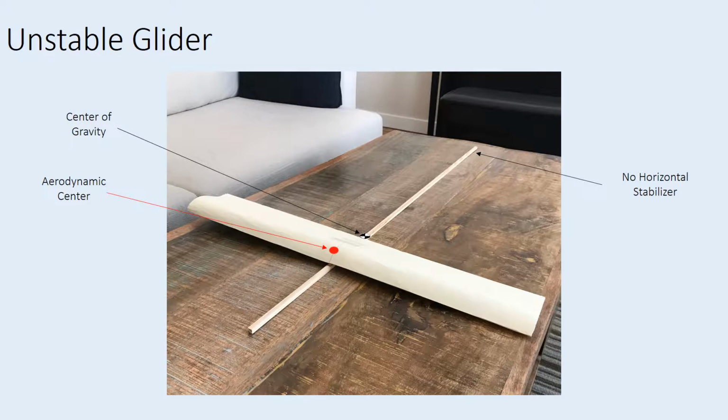This is the original unstable glider. It is longitudinally statically unstable because the CG is located aft of the aerodynamic center, and there is no horizontal stabilizer. A properly designed and placed horizontal stabilizer aft of the CG counteracts the moment. This horizontal stabilizer design process will be highlighted in this presentation.